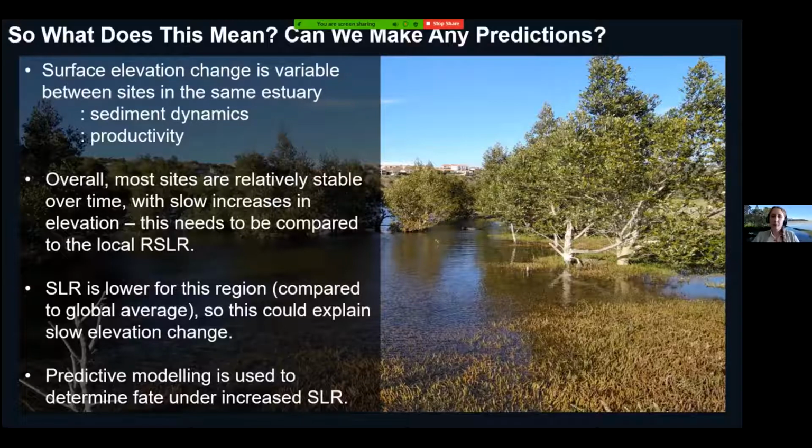And the next step would be to compare these responses to the local relative sea level rise, which is being measured at the tide gauge. We know that sea level rise for the South African region is lower than the global average, which has been estimated at 3 millimeters per year. So this could explain why there's slow elevation change, because elevation change is only in response to sea level. We can also use predictive modeling to determine the fate of these habitats if sea level rise had to increase, and that's what I'm going to go on to next.